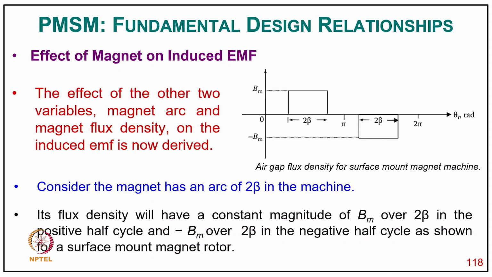So here you can see the air gap flux density for a surface mount magnet machine. Consider the magnet has an arc of 2 beta in the machine. Its flux density will have a constant magnitude of Bm over 2 beta in the positive half cycle and minus Bm over 2 beta in the negative half cycle, as shown for the surface mount magnet rotor in the figure.